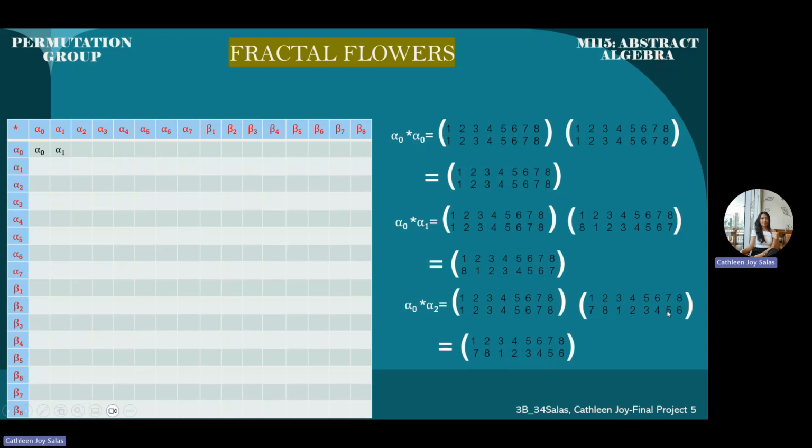And for 7:5, let's look at the 5 here, and the corresponding elements will be the 5. And for the 8, let's look at the corresponding elements of this 6 as the product of this permutation, which is 6. So the answer is also alpha sub 2. So by operating all these elements, we have now completed our permutation table.